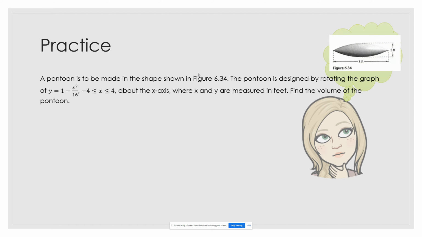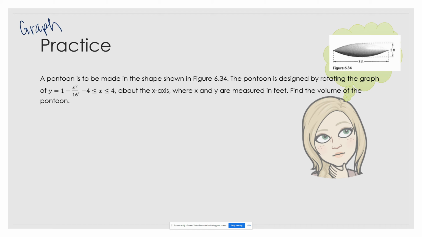So this is what figure 6.34 looks like. This is our pontoon, and we want to find the volume of this pontoon. So as always, my first step is going to be to graph.